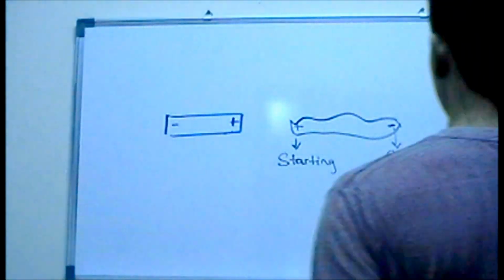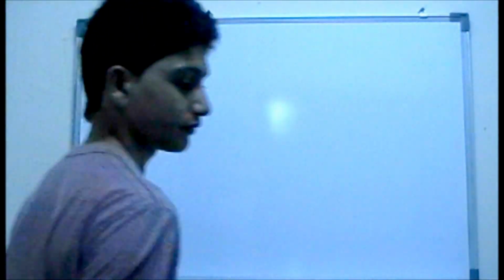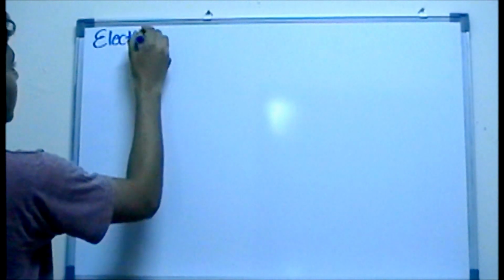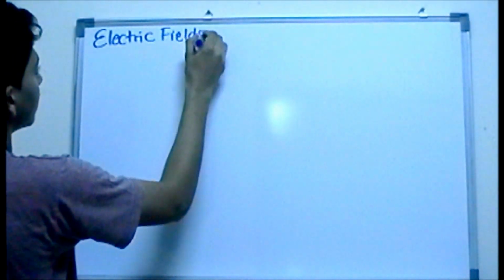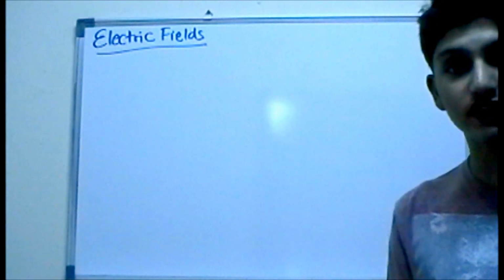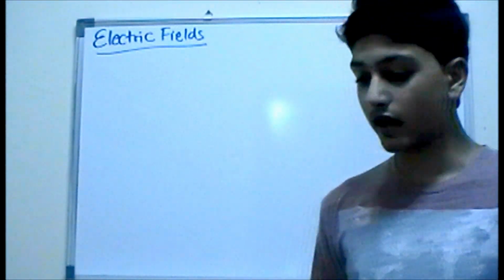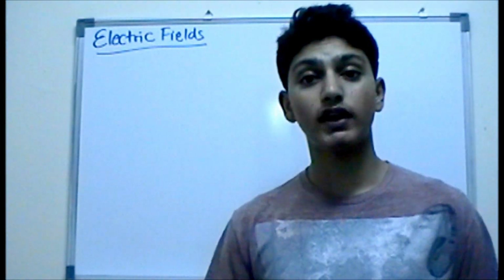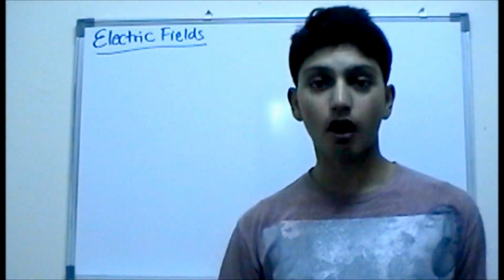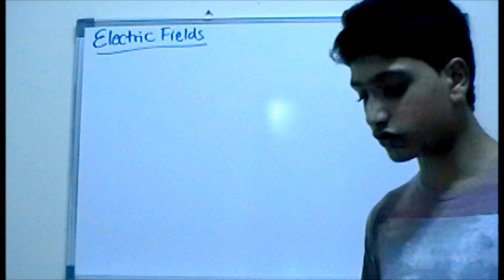Okay, let's move on. Now we are moving on to electric fields. The space surrounding a charged object, particle, or substance contains an electric field. Like we said for the gravitational field, the heavier the mass, the stronger the field. Likewise, a substance with more charge has a stronger electric field.